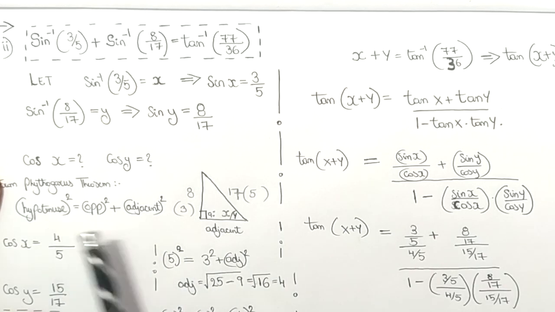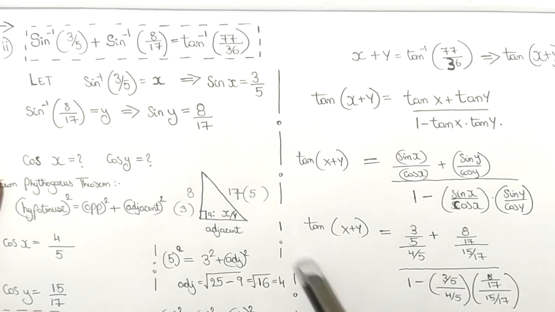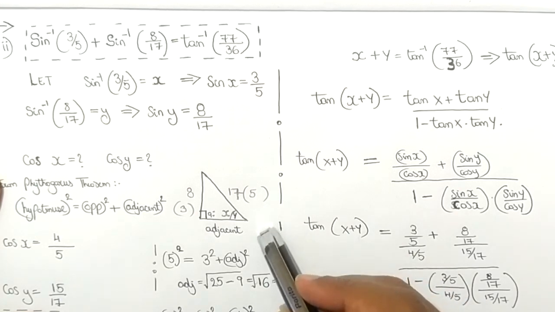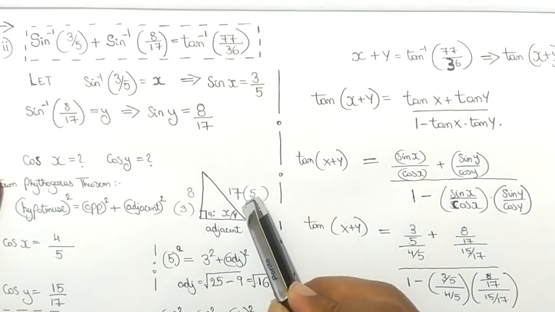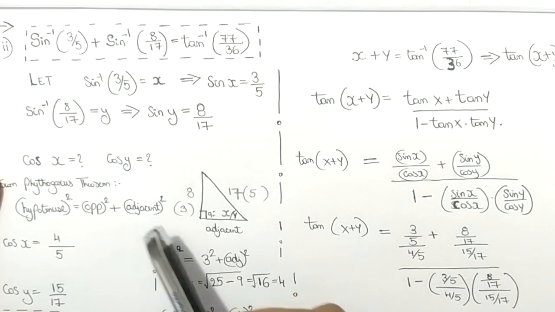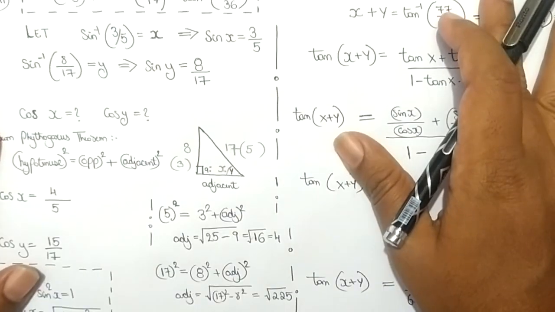From the Pythagoras theorem, adjacent is equal to the square root of hypotenuse square minus opposite square. Here for cos x, we need the adjacent. For that we will take 5 square, 25, minus opposite square, 3 square, that's 9. I did the same thing here.